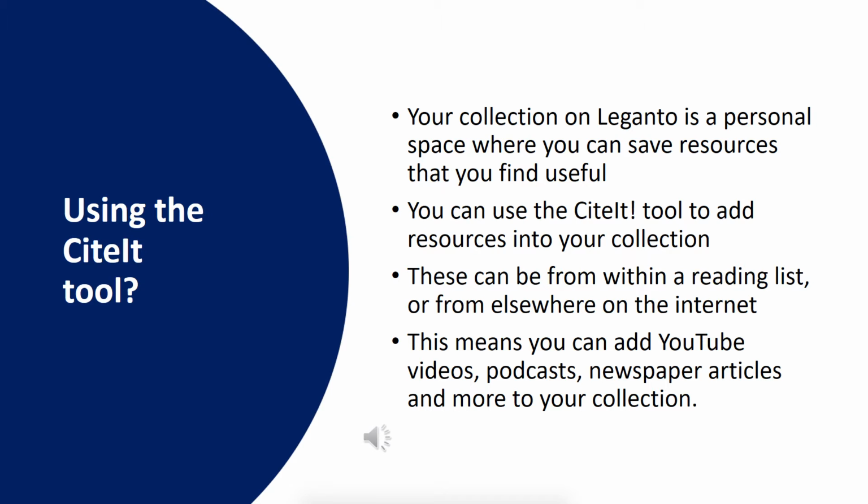You can use the CiteIt tool to add things from inside Summon and from inside your reading list, or from elsewhere on the internet outside the library collection. What this means is that you can add YouTube videos, podcasts, newspaper articles, and more to your collection. You can also add things like journal articles if you're using resources such as Google Scholar.